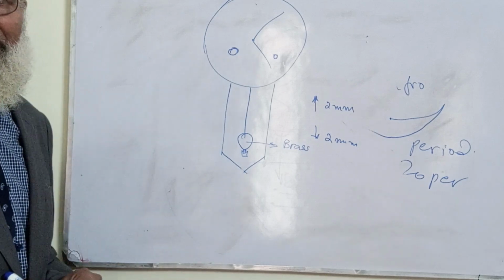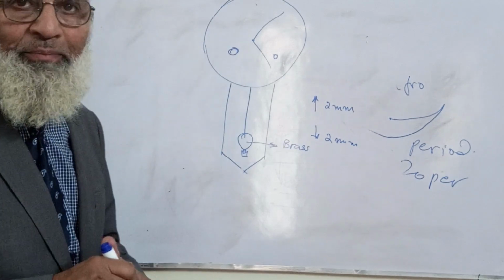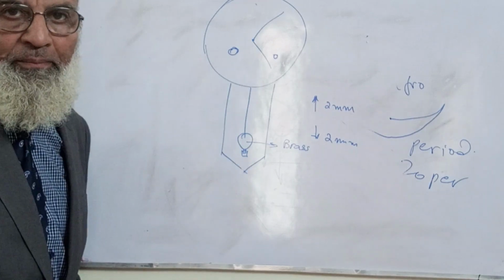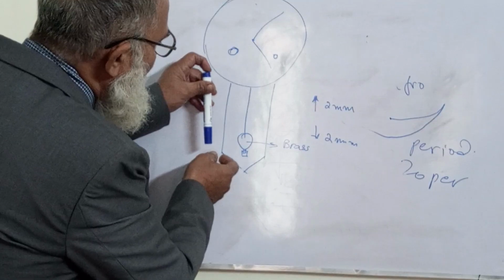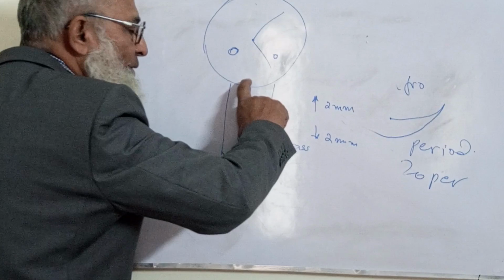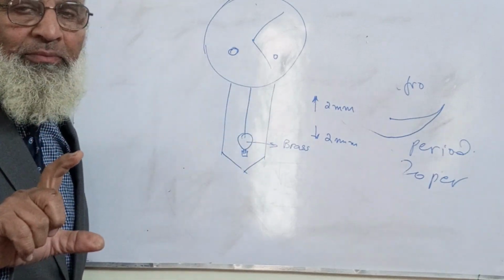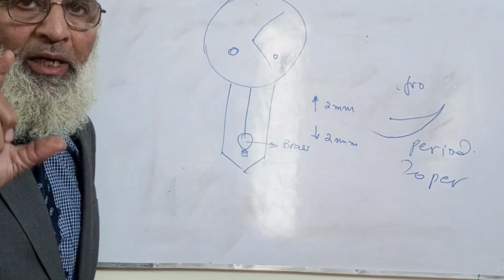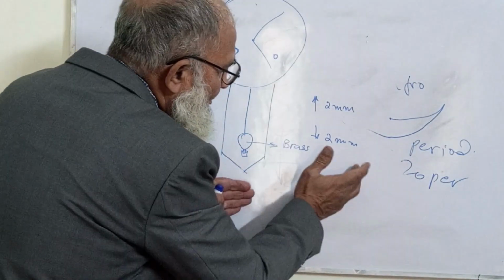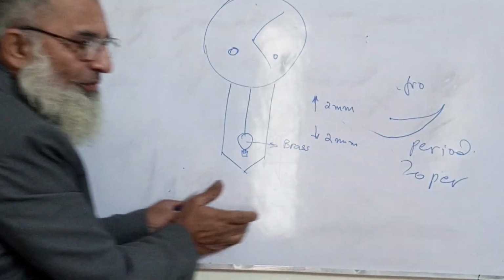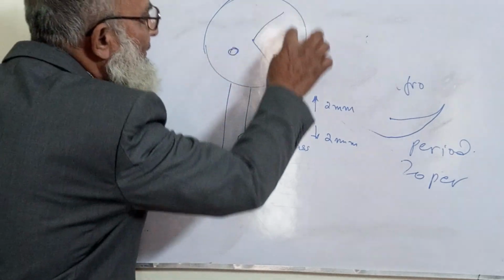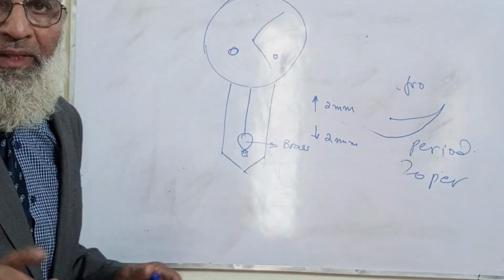The interesting thing is that when the length of this pendulum is increased or decreased, it will affect its oscillation. And when the oscillations are affected, the time, the speed of time is affected.